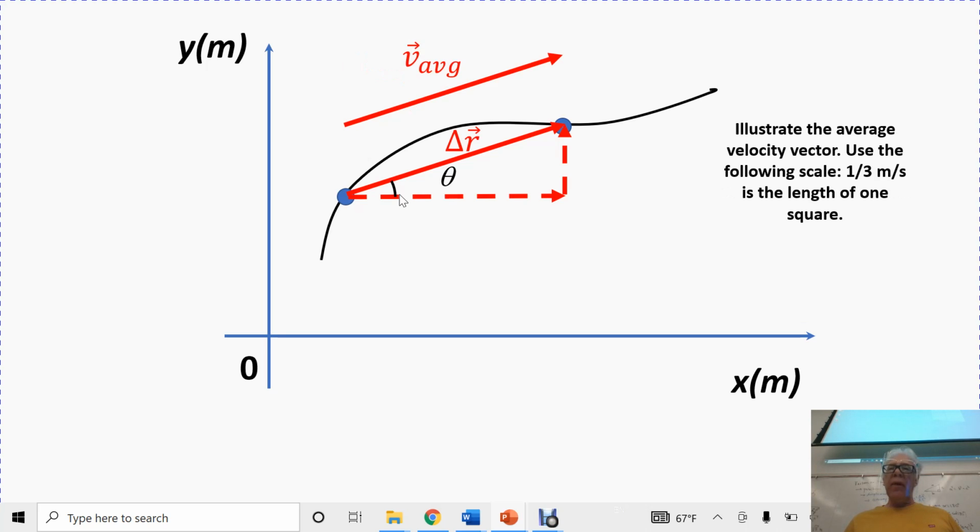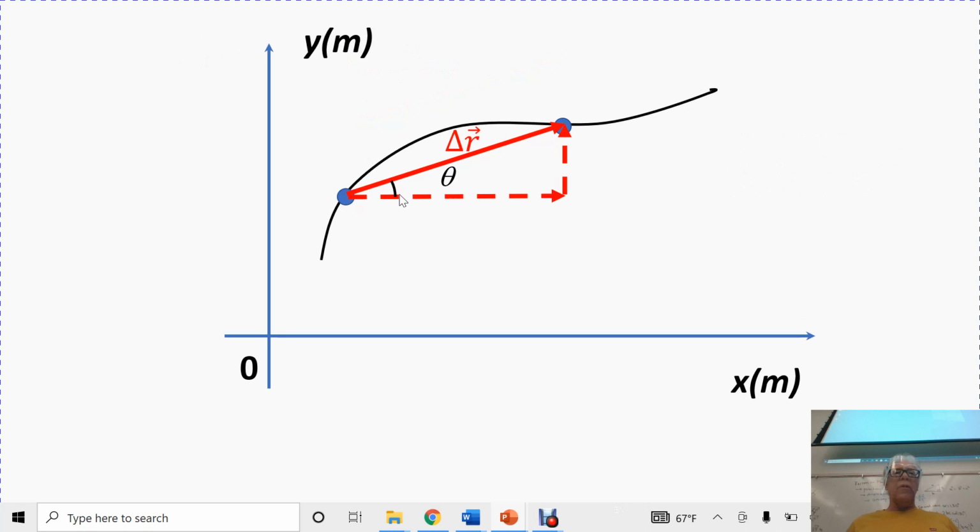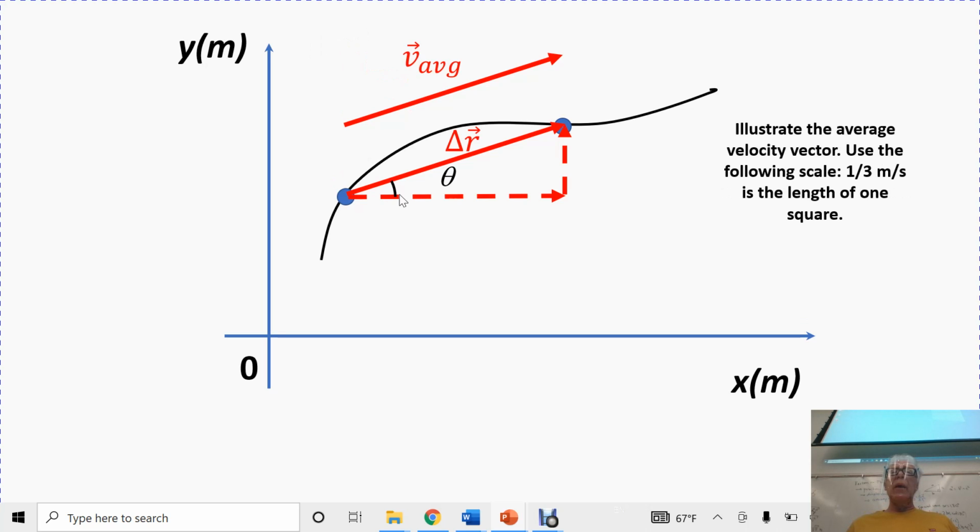Here I'm illustrating. Don't forget, I can denote the average velocity vector either this way or this way. They are the average velocity vector with respect to delta r, they are different quantities. So it doesn't matter if you denote it this way or this way. They have different units. What's the unit of average velocity? Meters per second. What's the unit of delta r? Meters.